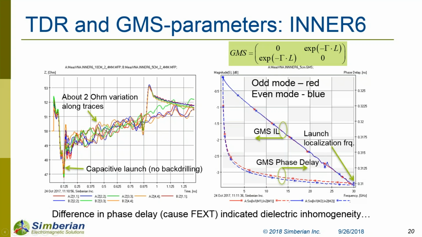We see around 2 ohms variation along the trace. Maybe it's probably due to inhomogeneity under the traces. We have the glass fiber and the epoxy. And also here we can see that we have a slight difference in phase delay between the even and odd mode. So this indicates that the medium in the strip lines is not homogeneous. We will have a slight far end crosstalk.